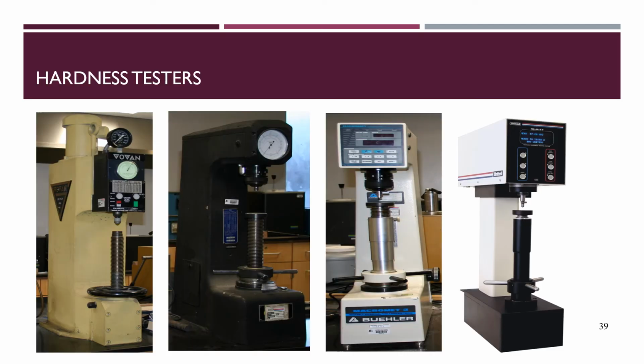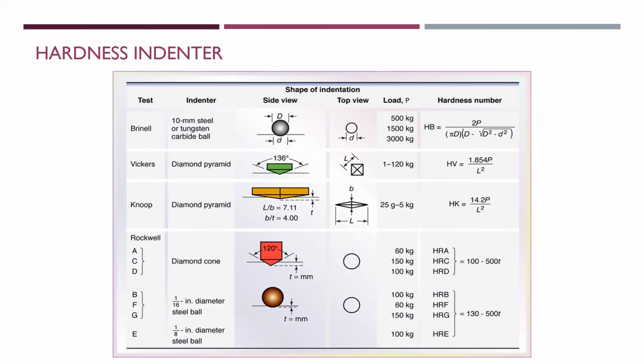Here are examples of hardness testers available in the market today. We have a few different ones, and these are the indenters. This indenter will move downward and give some force on top of the material, and after the force is unloaded, it will leave a mark on top of the material.